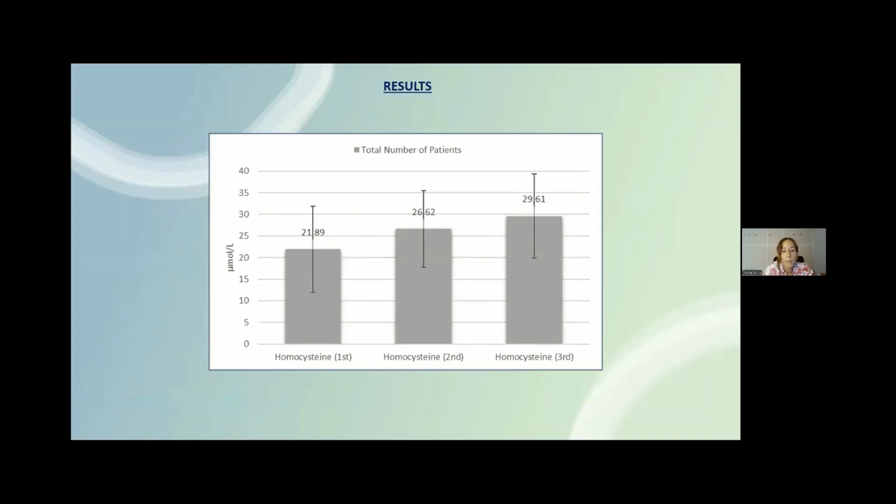So in this diagram, we can see the change in homocysteine levels over the course of 1 year. At the first measurement, homocysteine levels were elevated in 21.89% of patients. In the second one, they were elevated in 26.62% of patients. And at the third measurement, they were elevated in 29.61% of the patients. Overall, during the year, there was an upward trend in the mean homocysteine levels compared to the normal values.